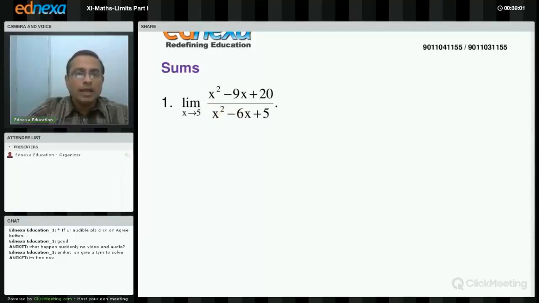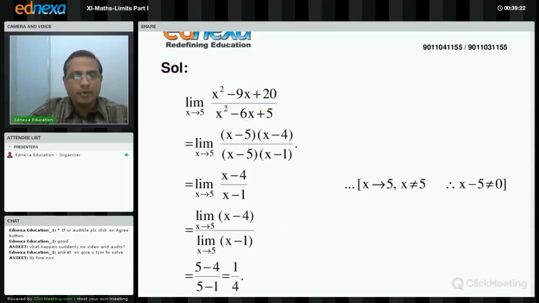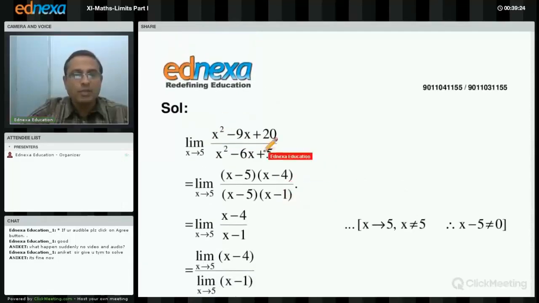Limit of x square minus 9x plus 20 upon x square minus 6x plus 5 as x tends to 5. See, in the very first step, we should try to take the limit. Now, to take the limit means what? To take the limit means to replace every x by its limiting value, which in this case is 5. We go to the next page. Let us see what happens.